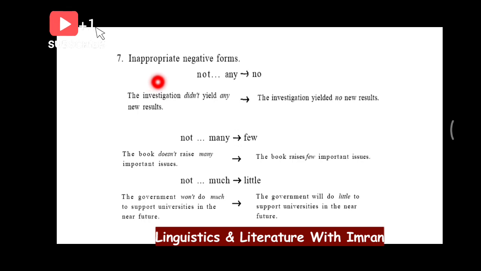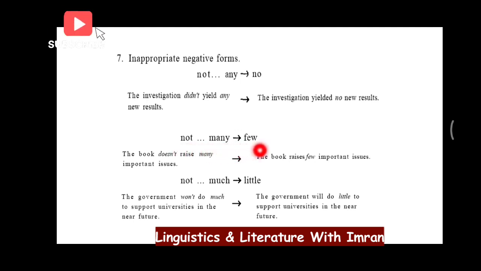Now, inappropriate negative form, right? In academic writing, we use "no" rather than "not." For example, the investigation didn't yield any new result. So one problem is "didn't," right? So we can say that the investigation yielded no new result. So we don't use "do not," "don't," "didn't" in academic writing. Rather we use "no" in place of "did not."